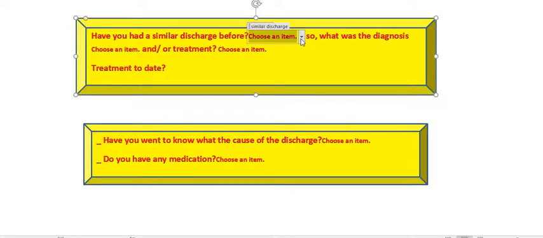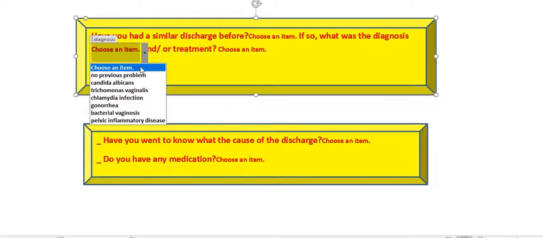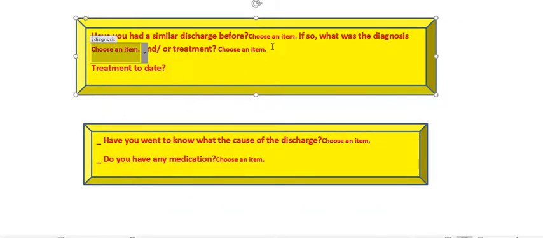The patient has previous vaginal discharge of similar conditions. This is the first time, or yes once, or yes several times. And what is the diagnosis of this? No previous problem, Candida albicans, or Trichomonas vaginalis, or chlamydia infections, or gonorrhea, or bacterial vaginosis, or pelvic inflammatory disease.